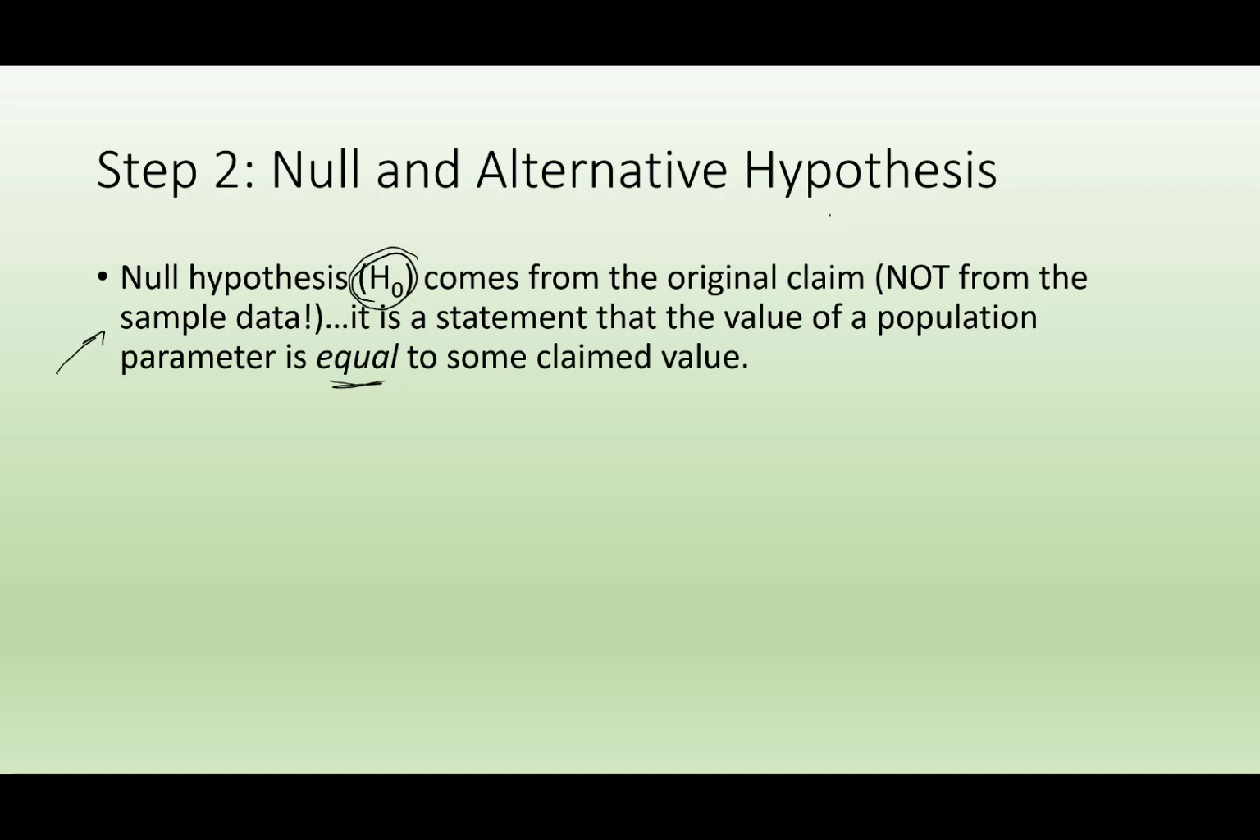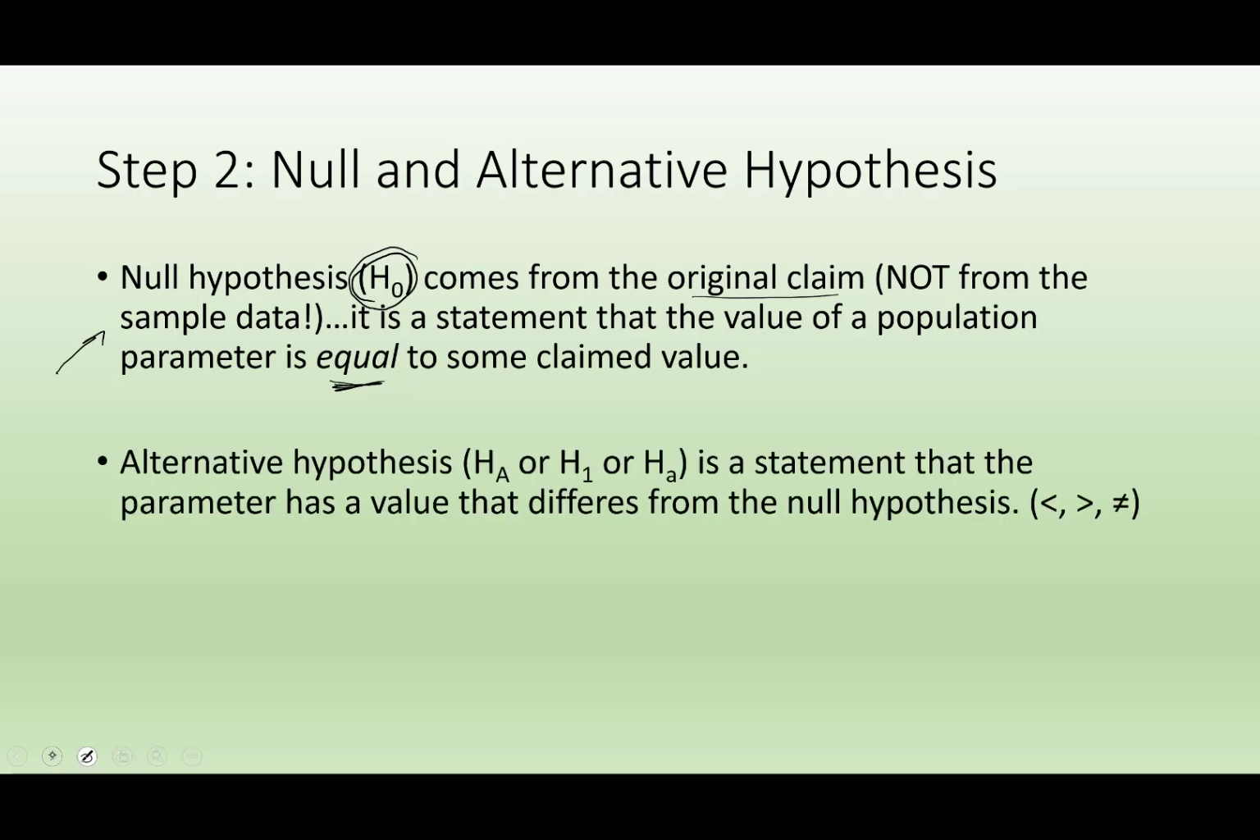Now, this seems a little bit strange to people sometimes, but I will give you an example in just a second to try to illustrate why we try to prove that the null hypothesis is false. So the null hypothesis is our original claim, and that the value is equal to some claimed amount. Now, the alternative hypothesis, this is usually what we are interested in, and it's going to be a statement that the parameter from our null hypothesis is different than what is claimed. So we are typically going to see either a less than symbol, a greater than symbol, or a not equal to symbol in our alternative hypothesis.